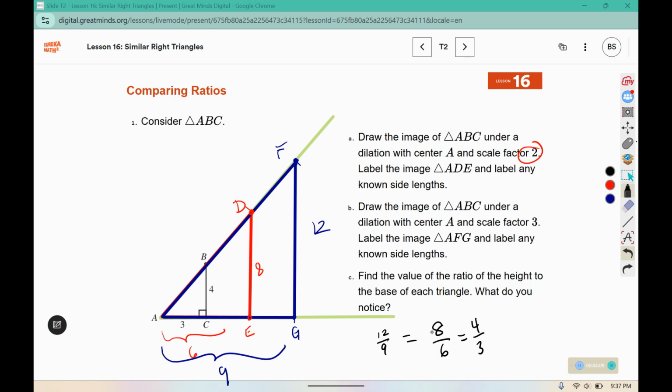If I double the numerator and denominator, that gives me 8/6. If I triple the numerator and denominator, that gives me 12/9. So they are all equivalent fractions.